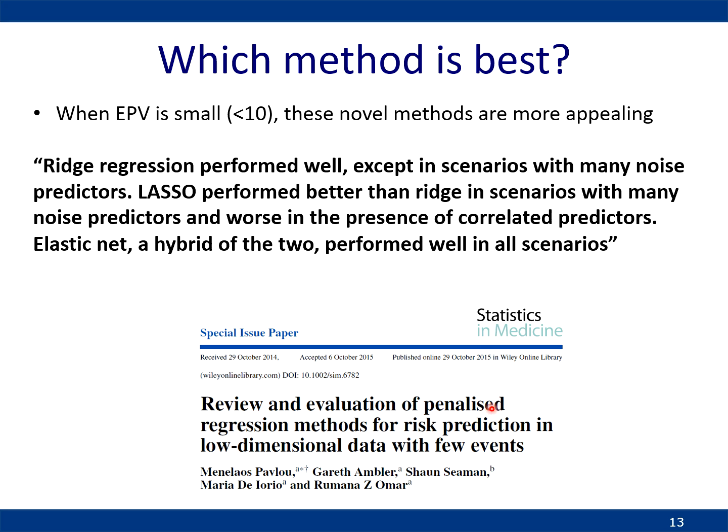And here's a paper by Pavlou and colleagues. Ridge regression performed well, except in scenarios with many noise predictors. Lasso performed better than Ridge in scenarios with many noise predictors and worse in the presence of correlated predictors. Elastic net performed well in all scenarios. Okay, so in small sample sizes, these methods start to come into their own.